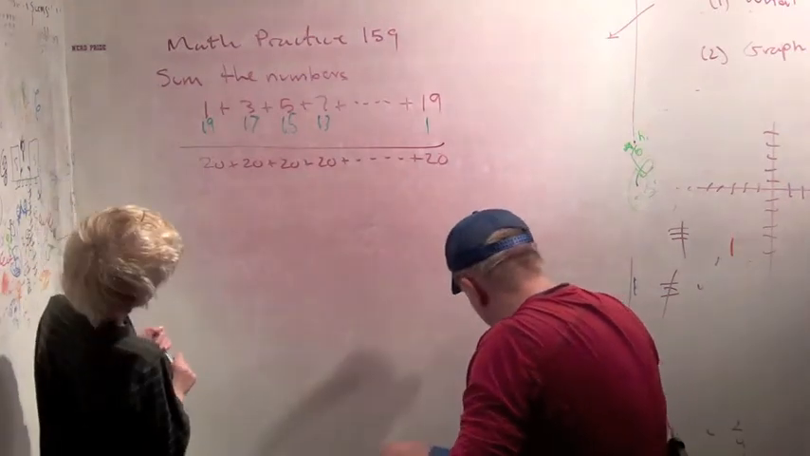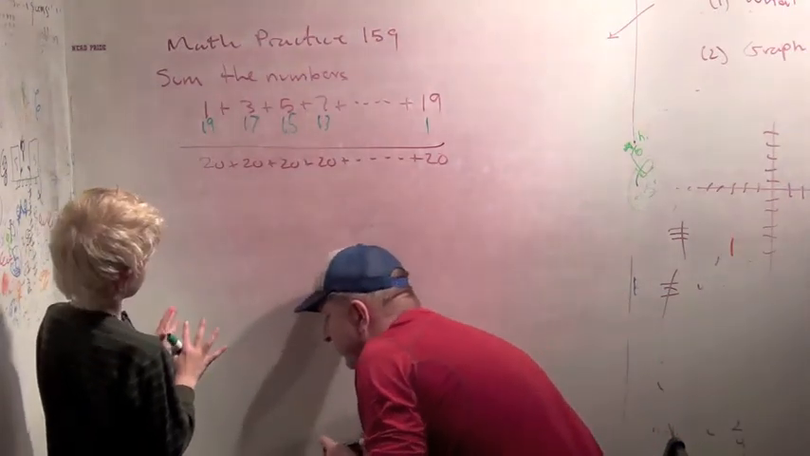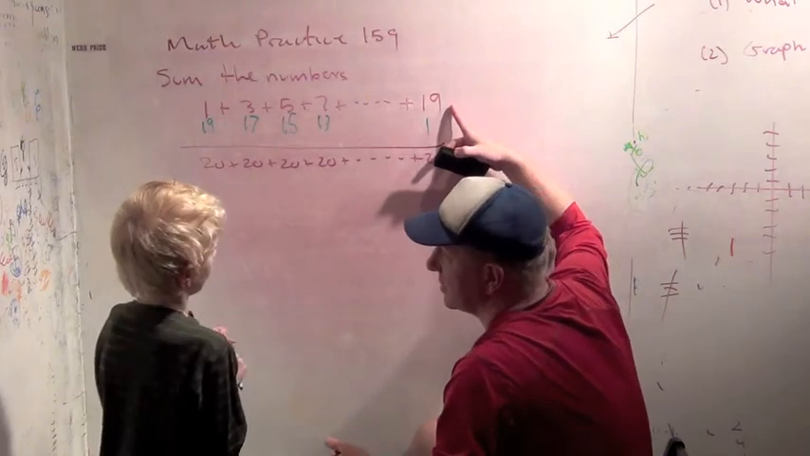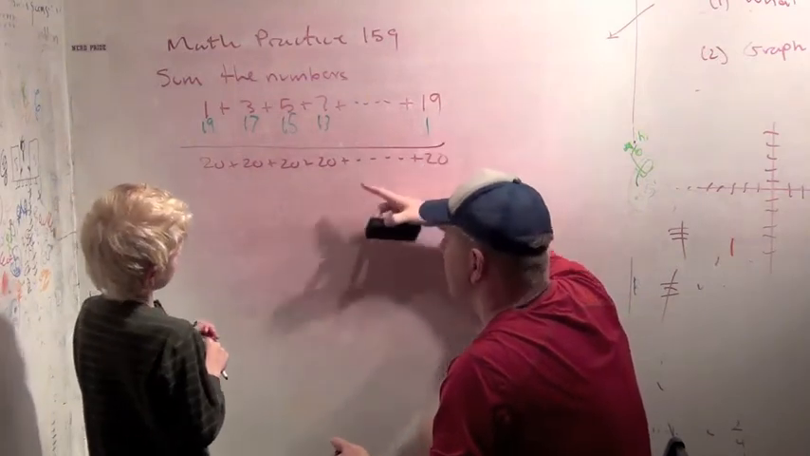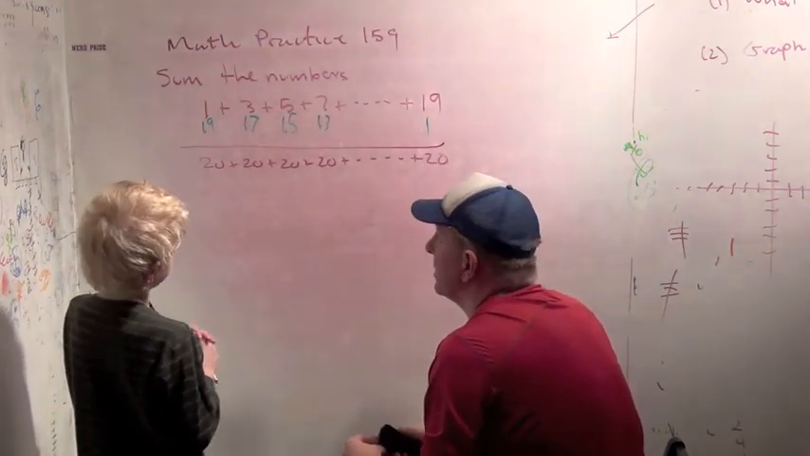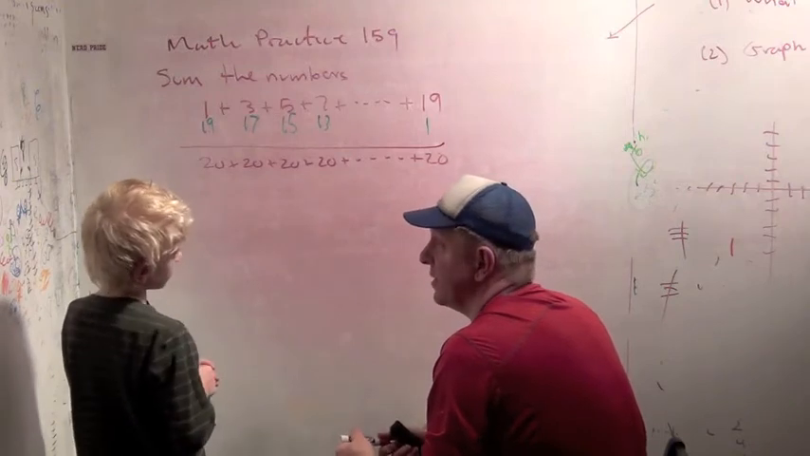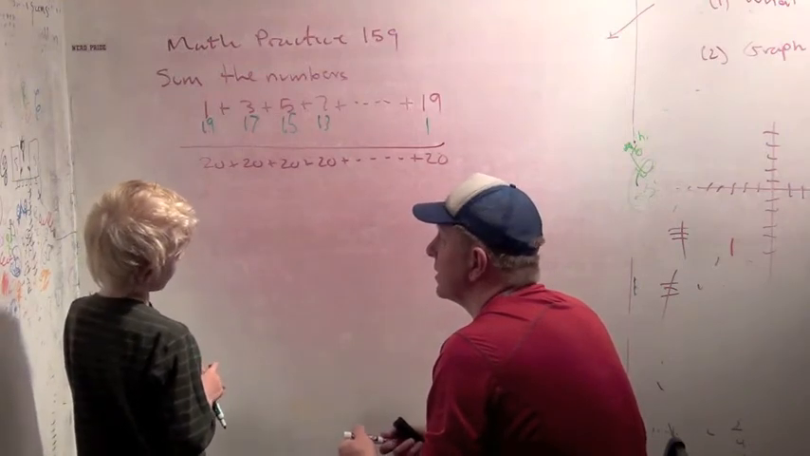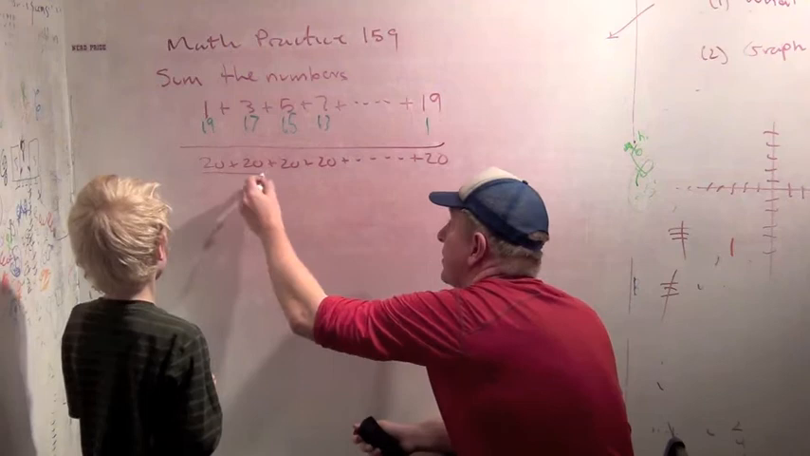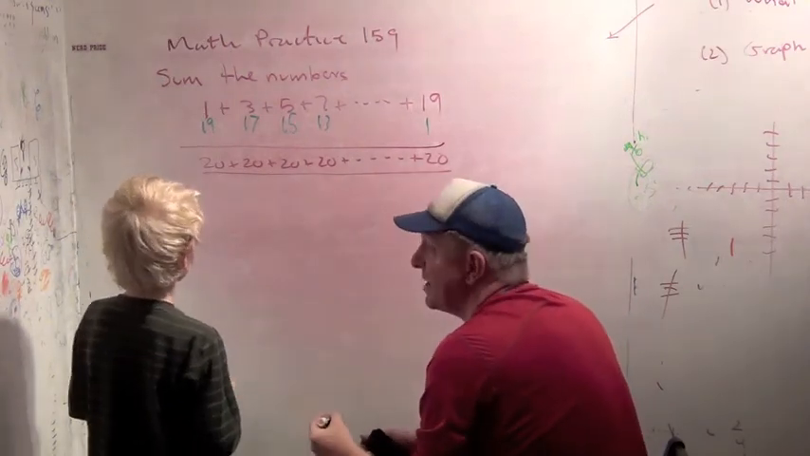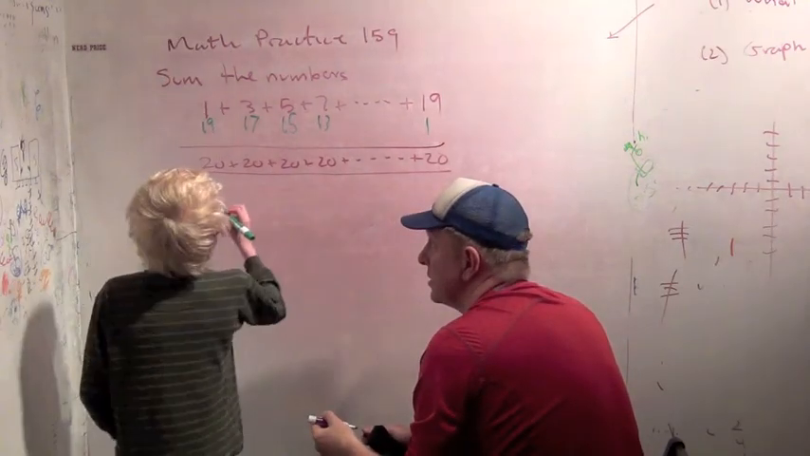Okay, so how many odd numbers were there up to and including 19? 10. So how many 20s do we have? 10 20s. And that's twice our sum, right? It's worth dividing in half. Okay, well, let's add it first. What do you get when you add together 10 20s?